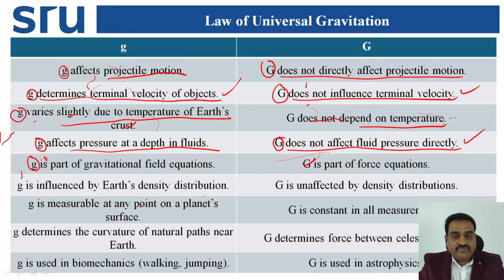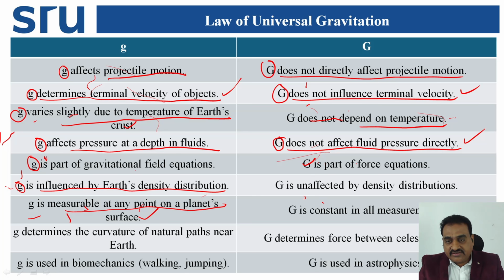Small g, acceleration due to gravity, is influenced by the Earth's density distribution. Capital G is unaffected by density distributions. So acceleration due to gravity is measurable at any point on a planet's surface. G is constant in all measurements.